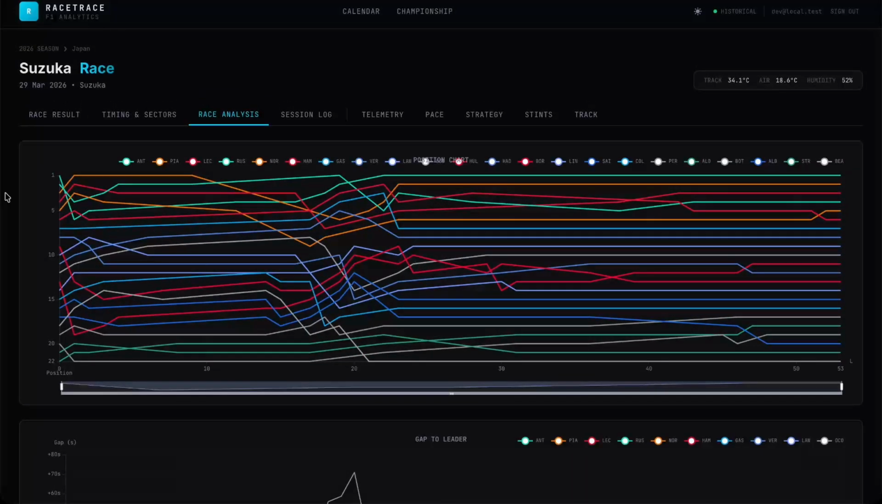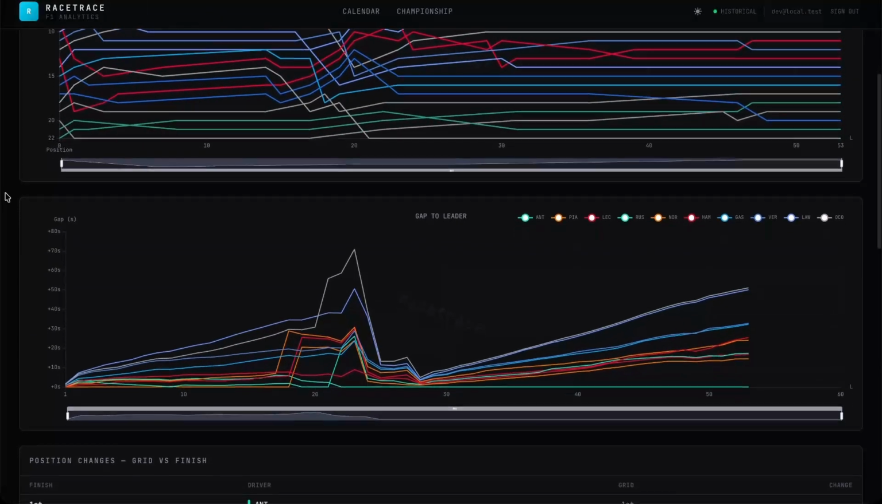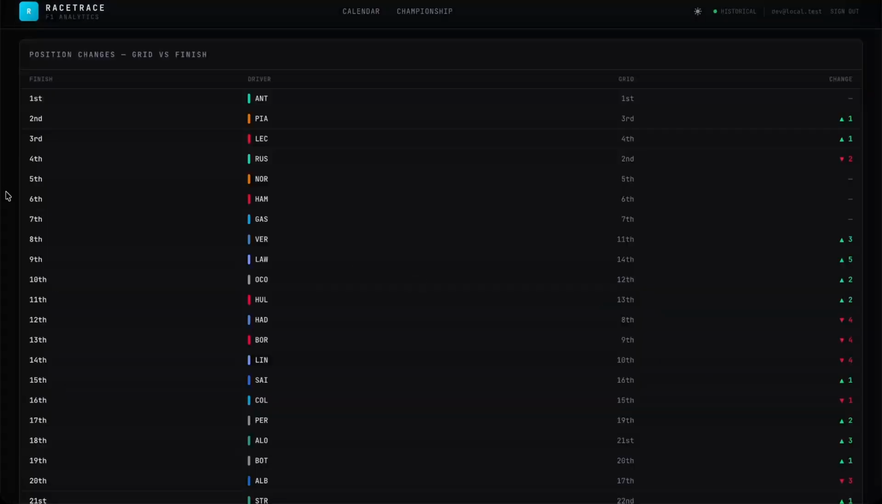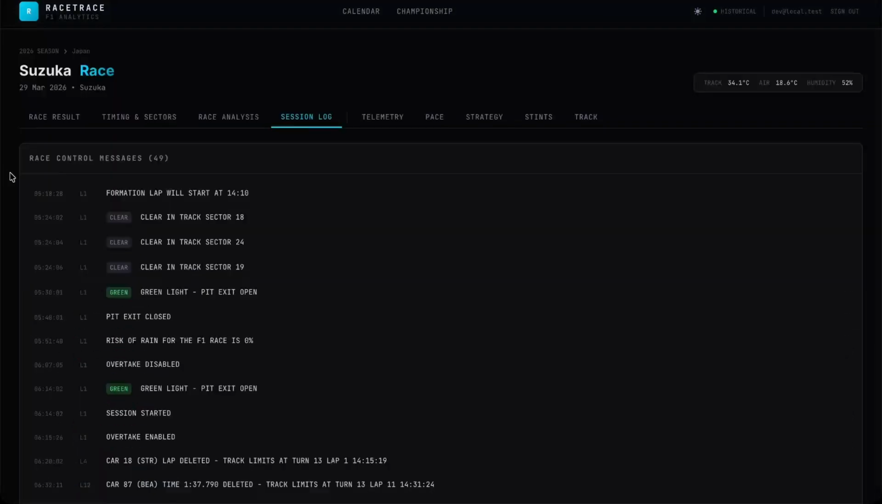We can see the drivers' positions over time, over the laps. We can also track the gap to the leader for the selected drivers. There's a table of position changes comparing where people started to where they finished, and there's an overtake log where we can see who overtook who and where. We can also delve into the session log, which is the race control messages, where there were 49 in this instance.